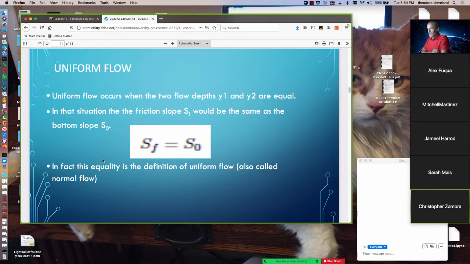So uniform flow, by definition, is flow that occurs when the two flow depths, in the case of the previous drawing, y1 and y2, are the same. And in that situation, the friction slope, S sub f, would be the same as the bottom slope, S sub 0. And so that equation's written S sub f equals S naught, right there in the little white box in the center of the figure. And in fact, that equality is the definition of uniform flow. It also goes by the name of normal flow.